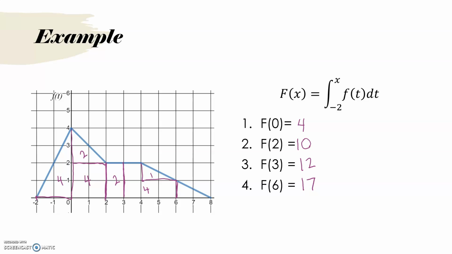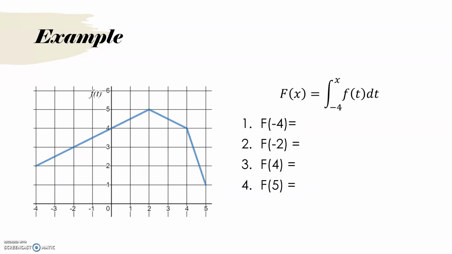Okay. So that's how the accumulation function works. I have one more example, and you should try this one on your own, and then I'll talk through it after you've tried it. All right, so my accumulation function this time is defined from -4 to x. So here's -4. I'm going all the way from -4 to whatever x is. The first question is, I want to go from -4 to -4. Well, I haven't gone anywhere. So my accumulation is 0.